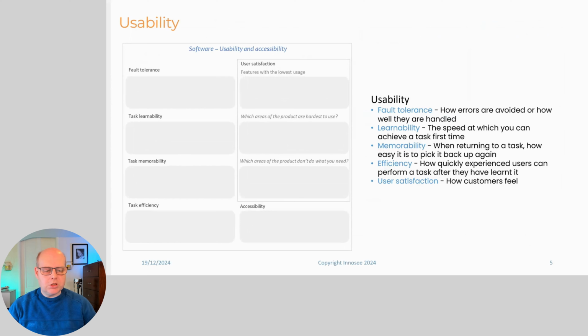Efficiency. How quickly experienced users can perform a task after they've learnt it. So even though you could use things like wizards to get somebody started, these could be very slow for an experienced user and cause dissatisfaction.